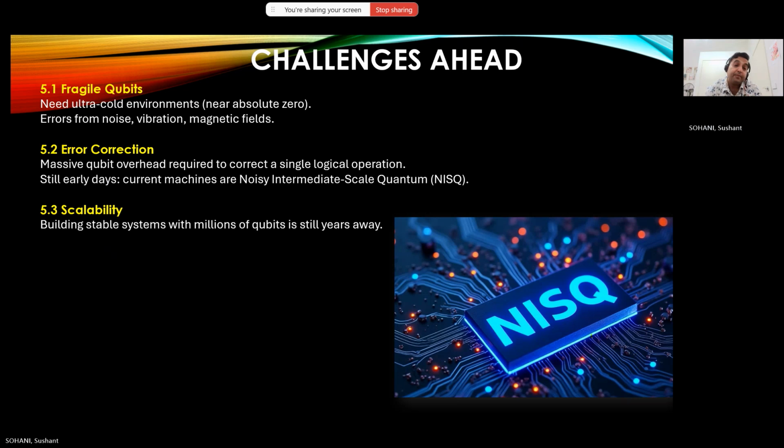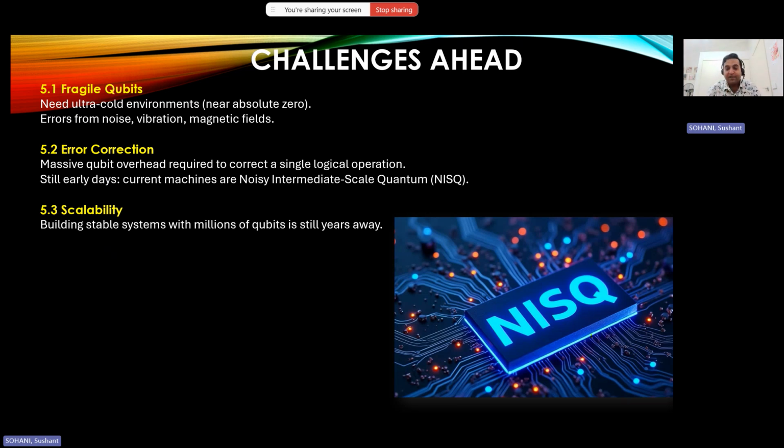Error correction. Massive qubit overhead required to correct a single logical operation. So as I said, things happen simultaneously. In big quantum computing, one error can destroy everything in that single logical operation. Okay, so you understand. If it happens perfectly as it was planned, it can make wonders. But what if it doesn't? Okay, it can destroy everything.